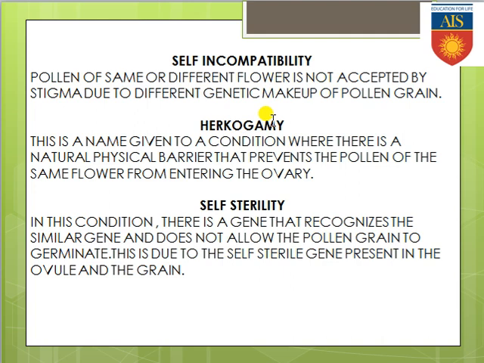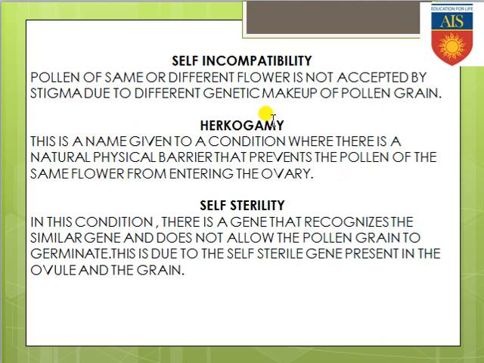So when those genes are self-sterile genes, either the pollen grain or the ovule are getting sterile. If the pollen grain or the ovule becomes sterile due to the presence of the self-sterile gene, then self-pollination cannot happen within the same flower. So the male part or the female part has to wait for another flower so that pollination can happen with that flower. So this is overall the concept of self-sterility.